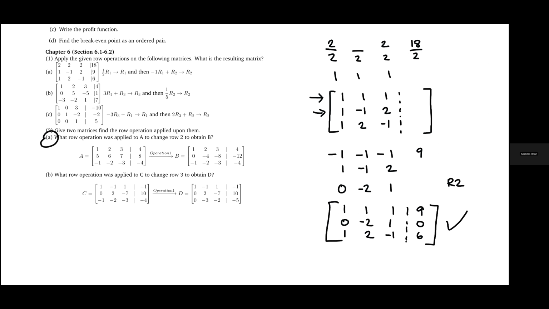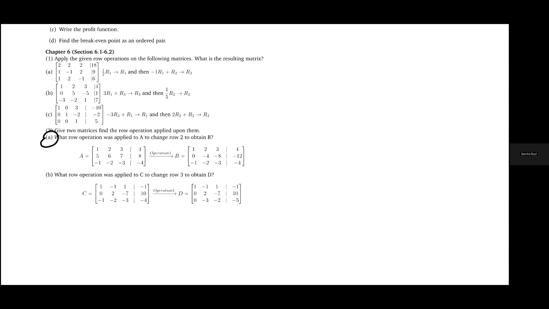Let's get rid of this stuff for now. Okay, so 2A, we're given two matrices and we're asked, how did we go from matrix A to matrix B? And we're told to find that row operation. So in matrix A, to get to matrix B, we see that the second row was changed.